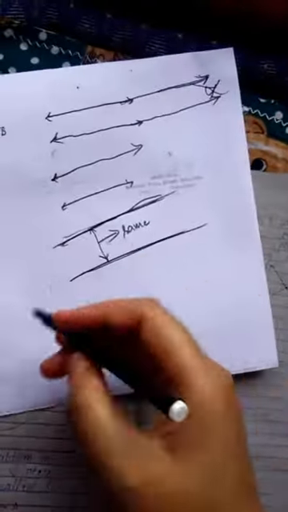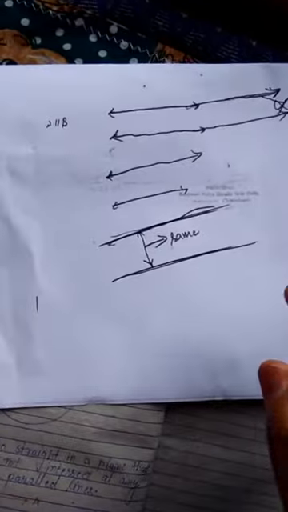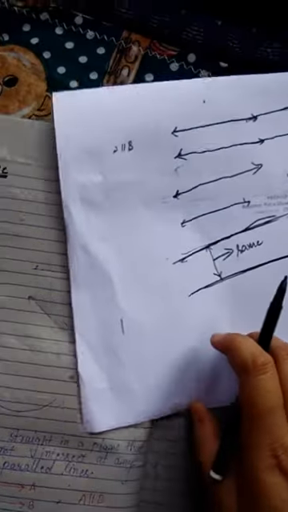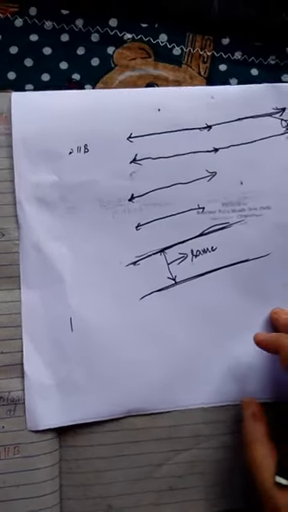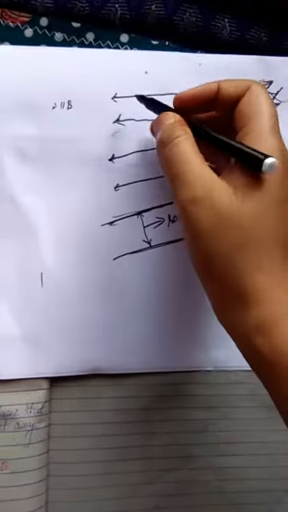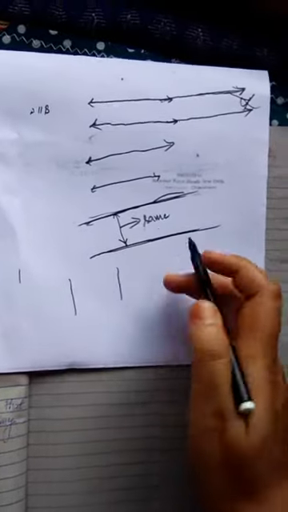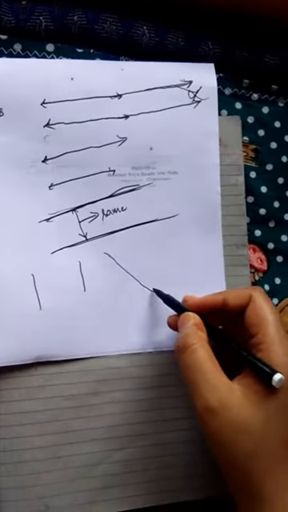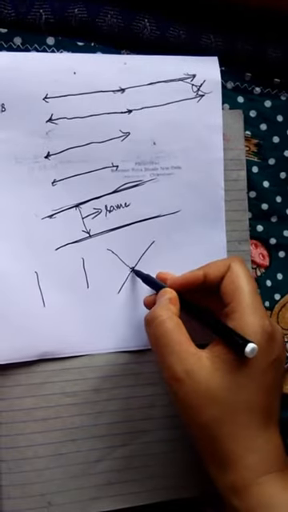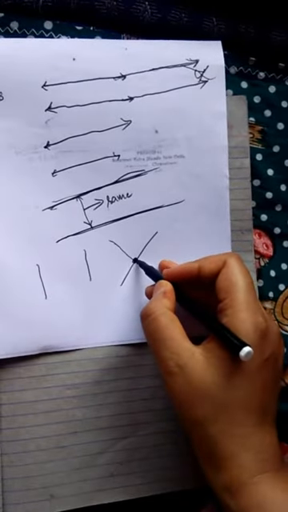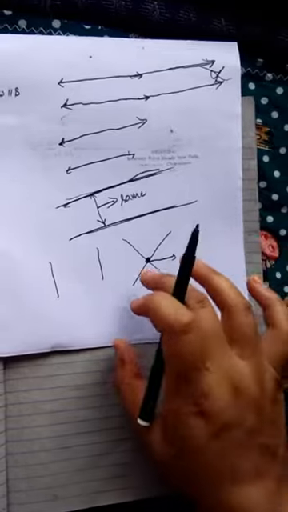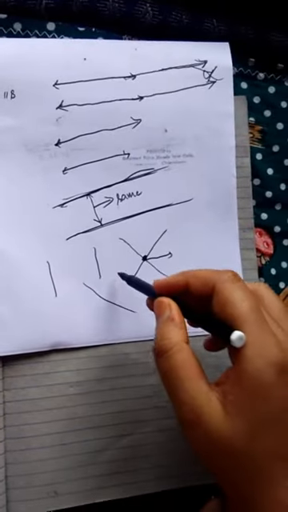The other lines are intersecting lines. There will always be two or more lines which intersect, which cut each other, or you can say which meet at a point. That is called intersecting lines. Here is a parallel line, and suppose these are two lines and they meet at a fixed point. This point is called the intersecting point. And when two lines meet each other, they are called intersecting lines.